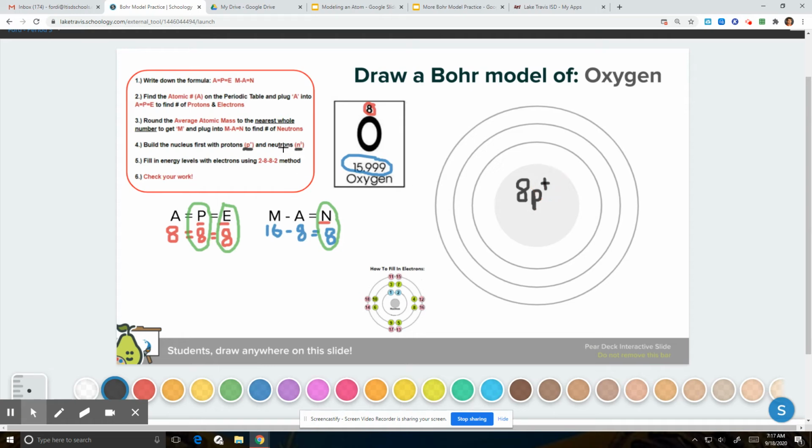I'm now going to put my neutrons in the nucleus as well, and I have 8 of them, so I'm going to go 8 N to the 0. Remember, protons are positive, neutrons are neutral or have no charge. So now that I've built out my nucleus, I'm ready to fill in my energy levels, or these rings that go around the nucleus. And this down here is going to tell you how to do that.